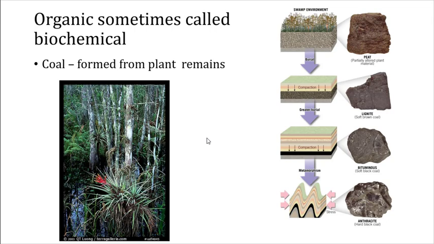So anyway, that being said, the main organic or biochemical sedimentary rock that we really deal with is coal. And coal is formed in swamps, usually directly from plant remains, right? So what happens is, let me show you this. Let me go on to the next slide real quick.